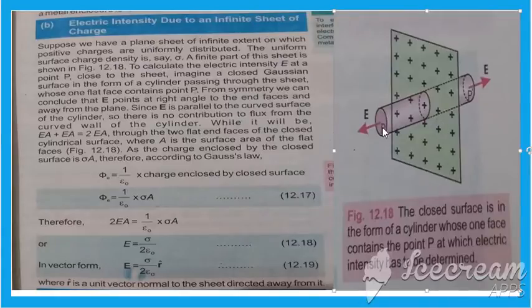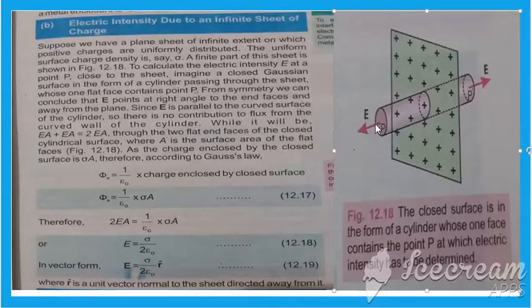These are the end faces. This is the first end face, and on the other side this one is the second end face, and these are the curved walls of the cylinder. Concentrate on the position of my cursor. These are the curved walls of the cylinder. This is the first end face, and this is the second end face of the cylinder.